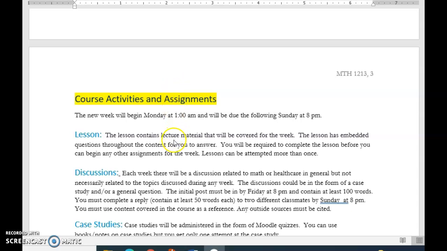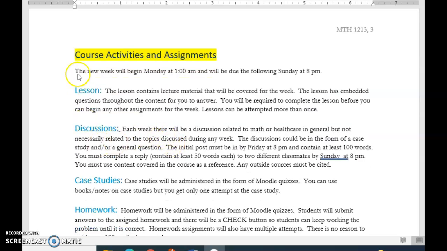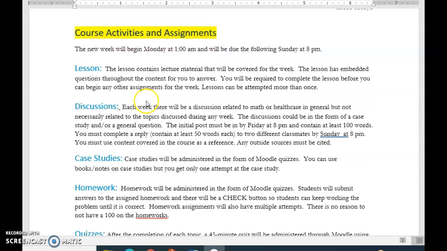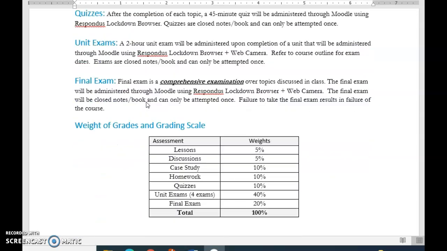Course activities and assignments I'm going to come back to in a different video, but I did want to point out that our weeks will start on Monday at 1 a.m. and you have all week to do the assignments. They will be due Sunday at 8 p.m. Okay, so you get all week. Everything's going to be due Sunday at 8 p.m. But I'm going to come back to those different things there.